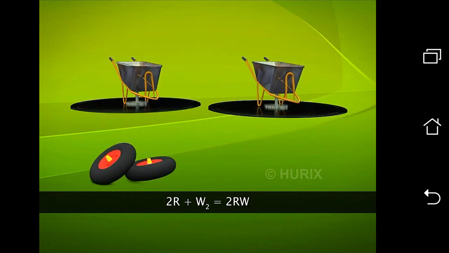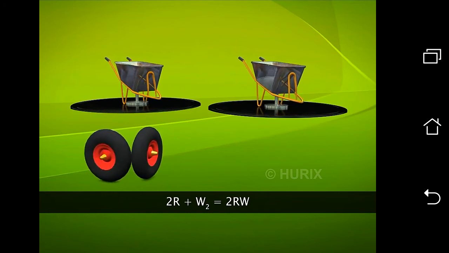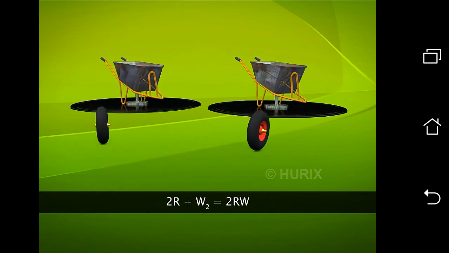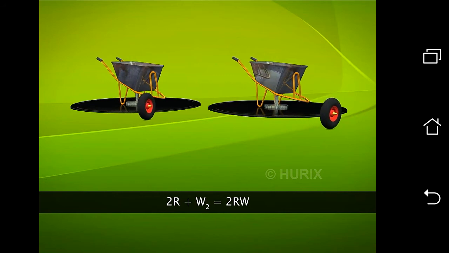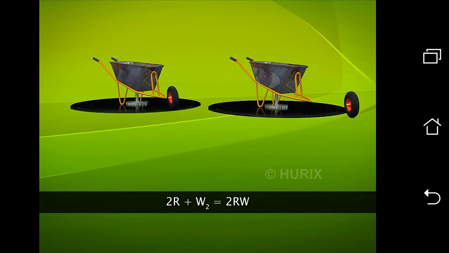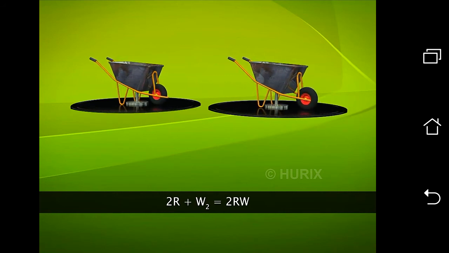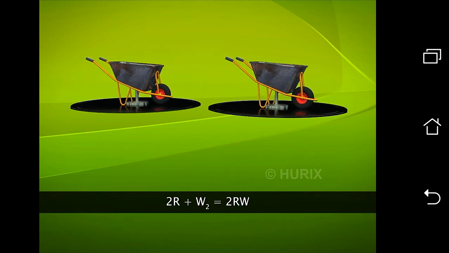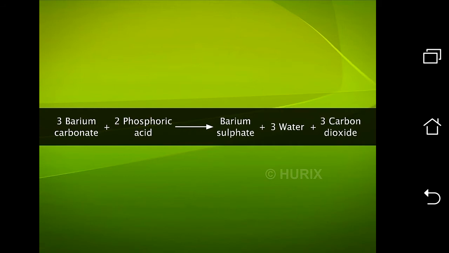How can you assemble a trolley R with a single wheel? With a pair of wheels, we can have two trolleys. We can balance chemical reactions in the same way. This is an example of a word equation.